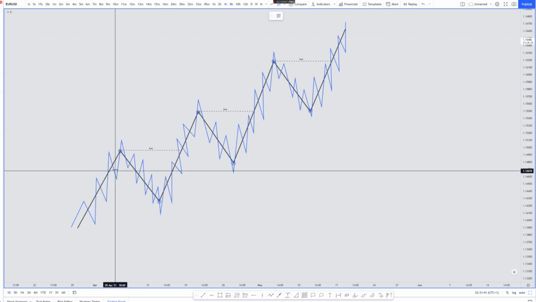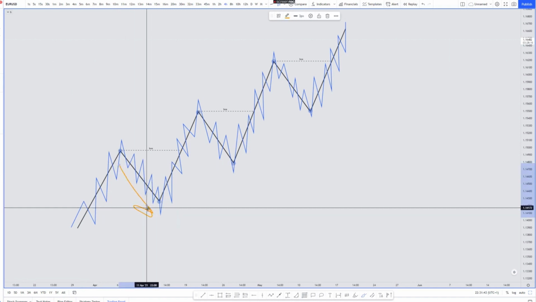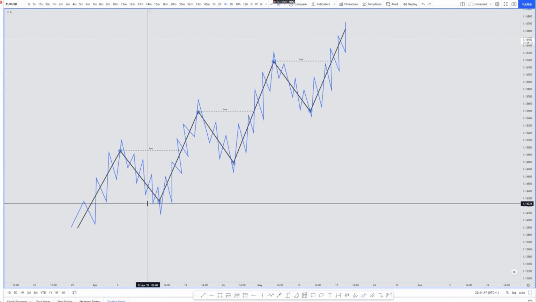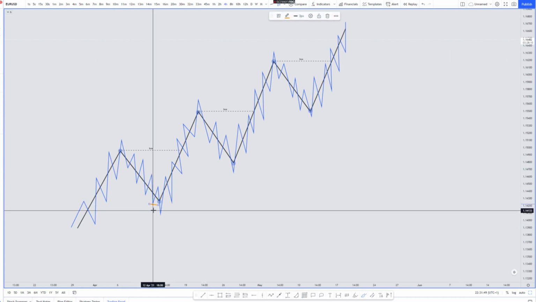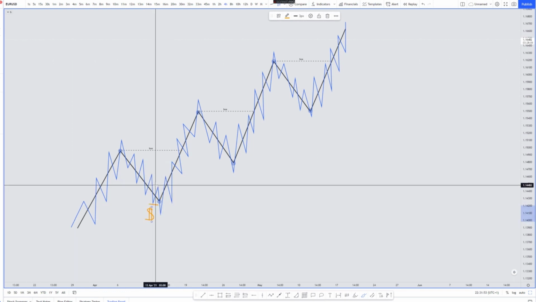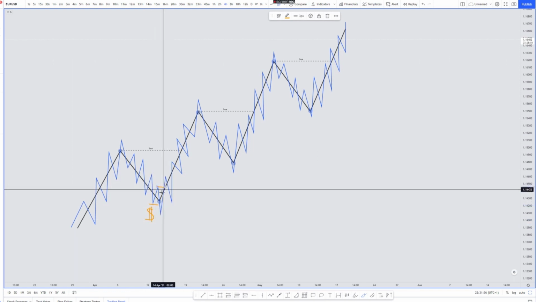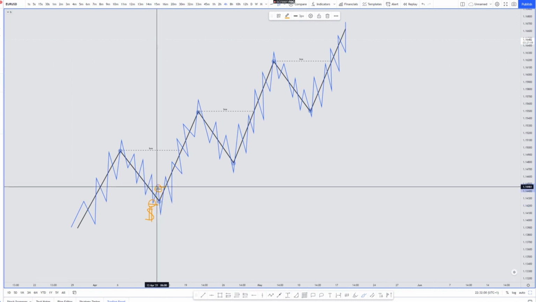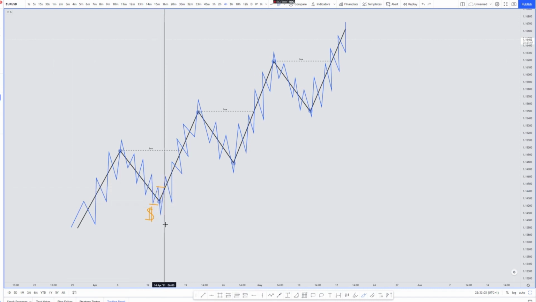Now, as the trend comes down here, once again, we have the last low is taken here. So this is considered liquidity in this case. And then the high is taken here. So now you've swept the lows and you've swept the highs. So another change of character just happened.